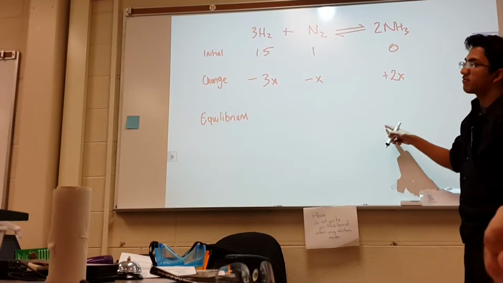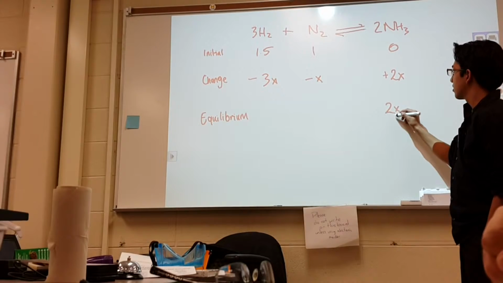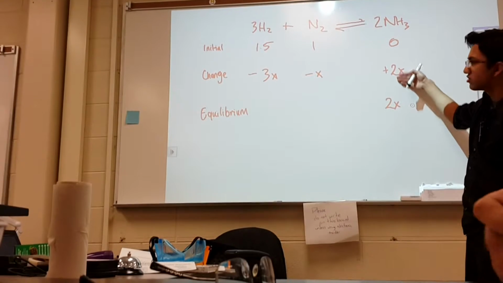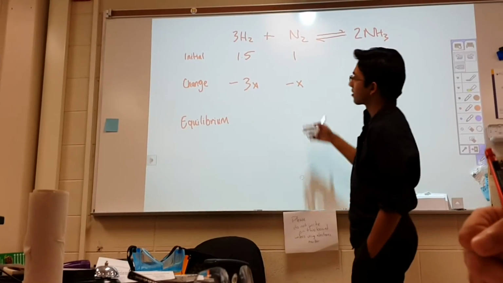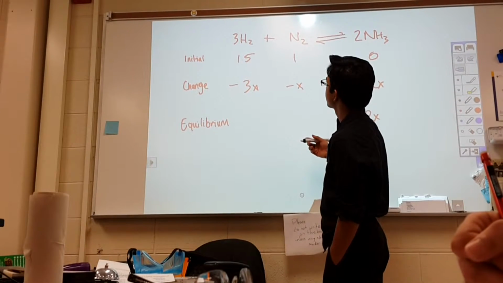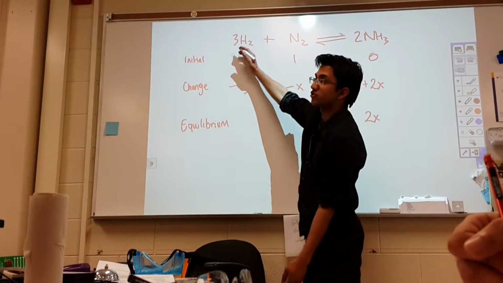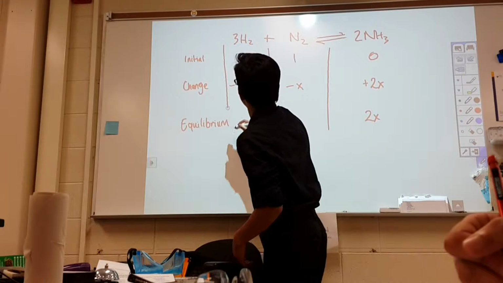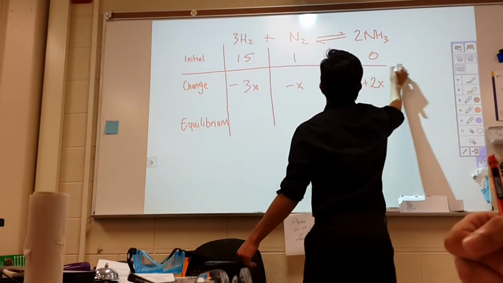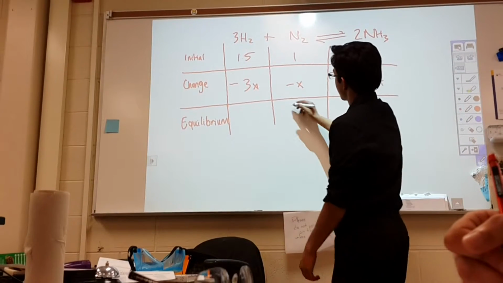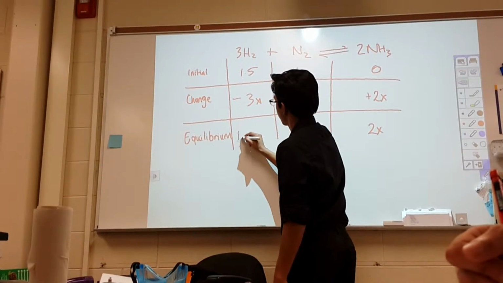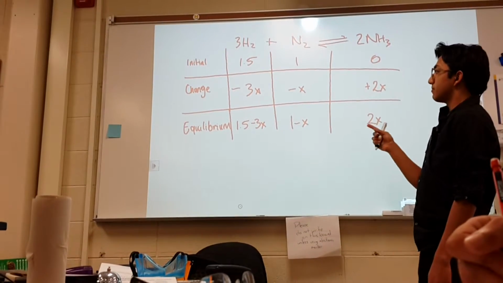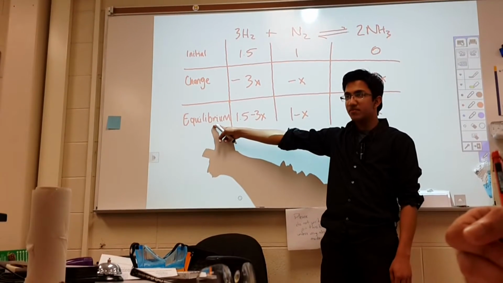So what is my equilibrium? What is my final value? 2x. Why is it 2x? What I started with plus my change is my final. What about right here? 2.5 minus 4x. 1 minus x. You look at each one individually, in each column. There would normally be lines if you were given an ICE chart. I just didn't draw them. So this is 1 minus x. This is 1.5 minus 3x. Okay, we now know our equilibrium values.